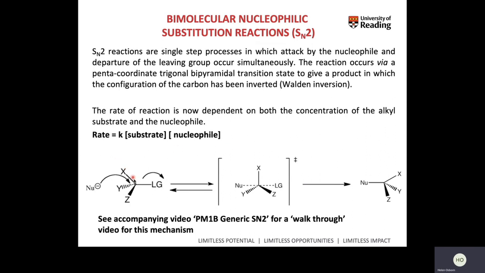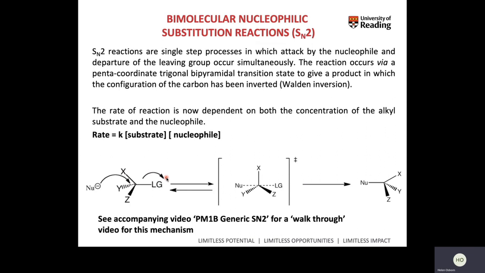What we've got is 3 different groups on this carbon. We just call them X, Y, Z, and we've got a leaving group. What we see in this bimolecular reaction is our negatively charged nucleophile, rich in electrons, is going to push the electrons in here to make a bond at the same time as this bond is going to break so that the leaving group can depart. Now, because it's happening at the same time, we're going to get partial bond formation at the same time as we get partial bond breakage.